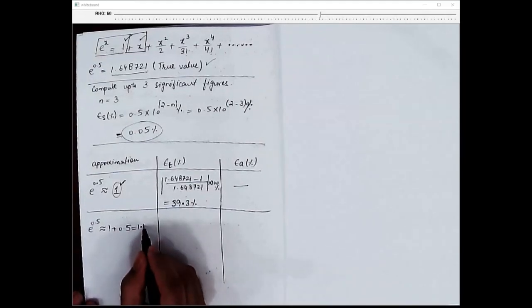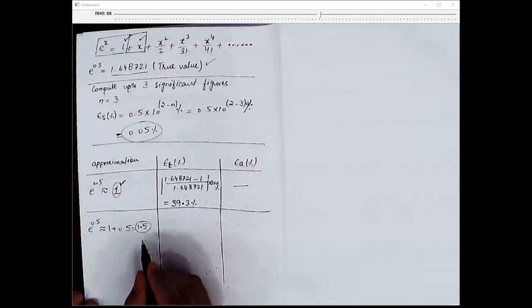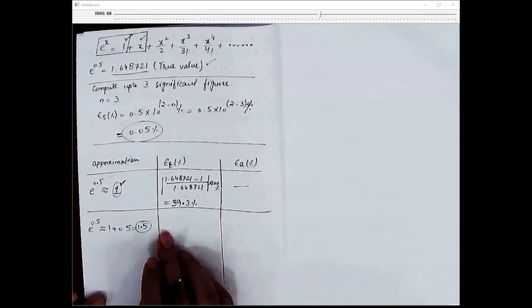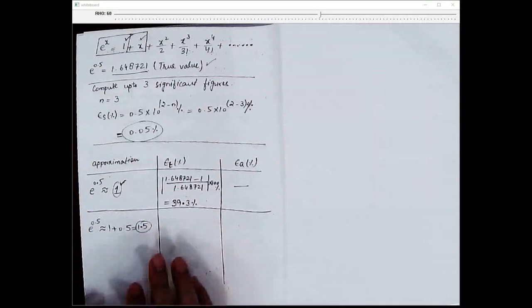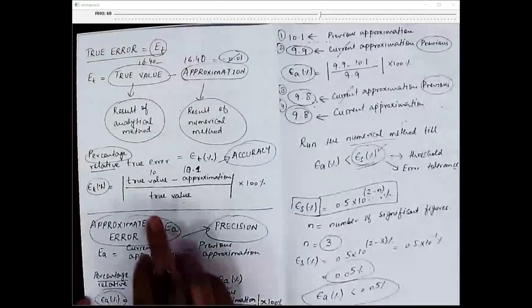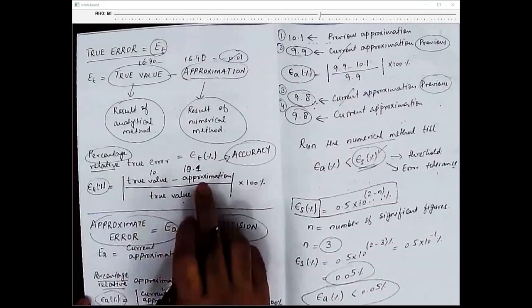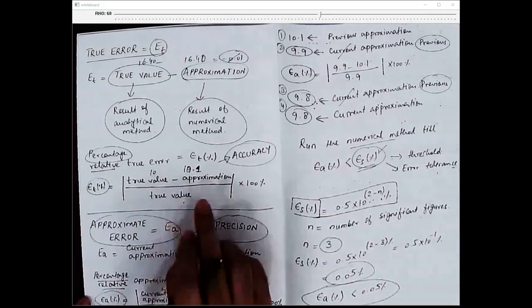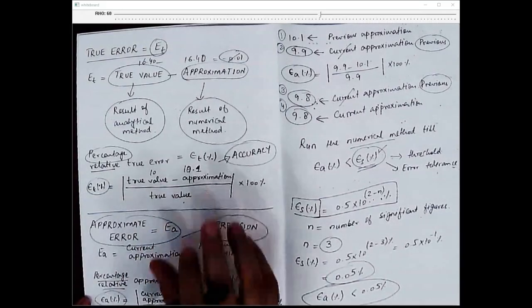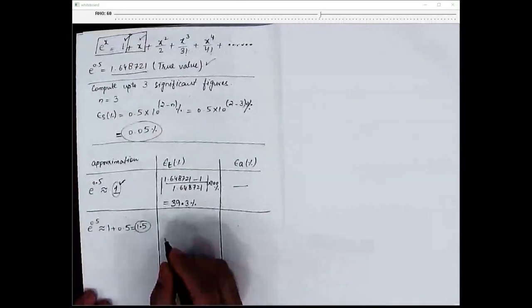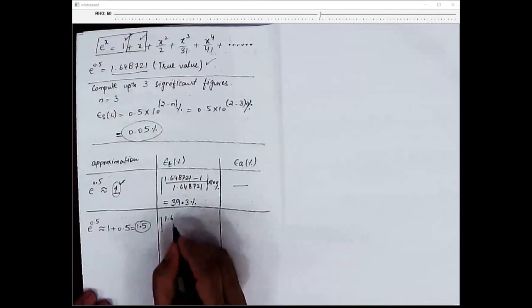Now you can see that I have a new approximation, and in this case the new approximation has a numerical value of 1.5. Now again I ask you the same question: can I compute the true error? I go to the definition and look at what is needed to compute the true error. I need the true value, I need the approximation, divide by the true value, multiply by 100. This is all I need, and this is what is given here also. So the true value is given.